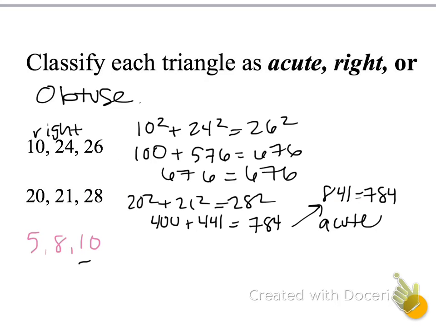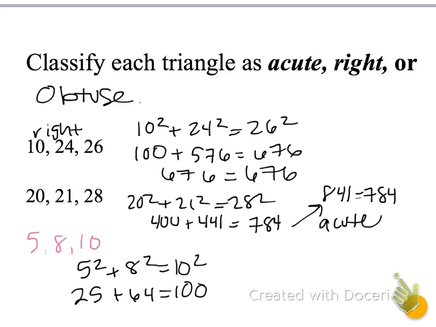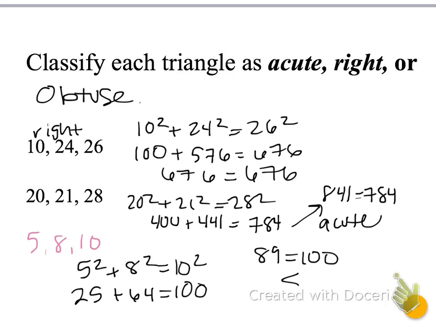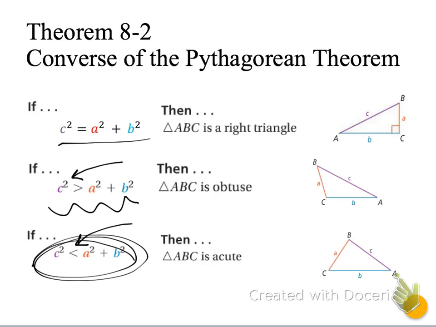And then I'm going to do my last one. So 5 squared plus 8 squared equals 10 squared. So 25 plus 64 equals 100. So 89 is not equal to 100. In this situation, my c squared is bigger. So the one with my c squared being bigger is an obtuse triangle. So this one is obtuse. Make sure you get all of these rules written down specifically because they're very key to doing the homework assignment.